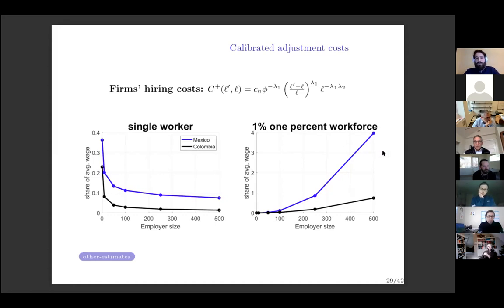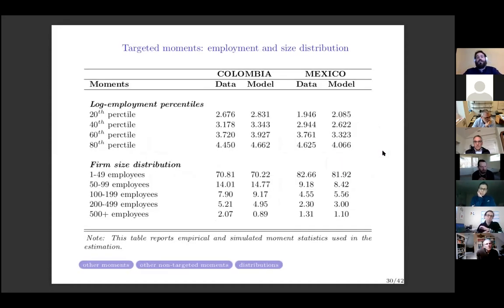And this is mainly due to the fact that the model is trying to fit different employment distribution and different firm size distribution, and in particular, a distribution that is much more skewed to the left for the case of Mexico rather than Colombia. As you can see here, the Mexican industrial sector is populated by a larger share of smaller firms, between 1 and 49 employees. And at the same time, on average, those firms are actually smaller compared to Colombia. Indeed, if you look at the log employment percentiles, they are all shifted towards the left compared to Colombia.